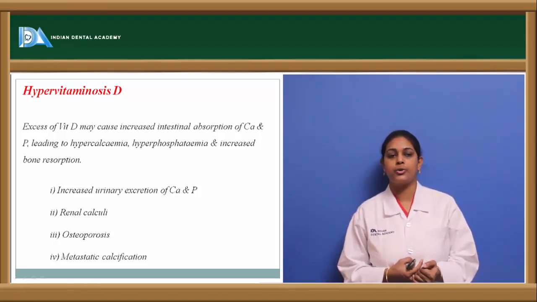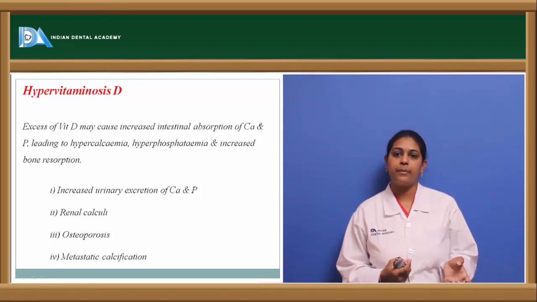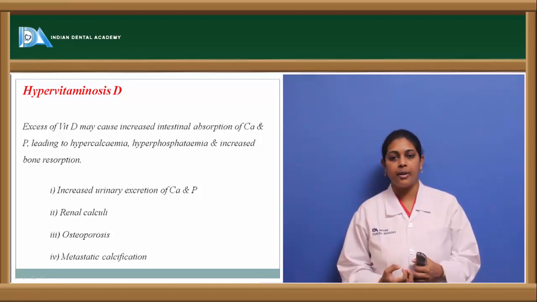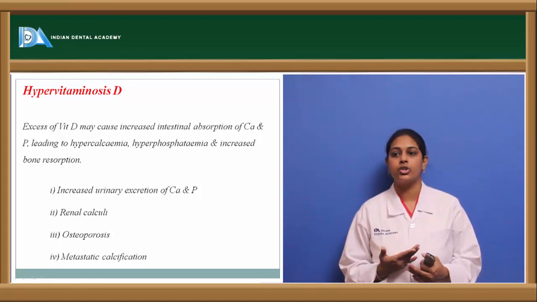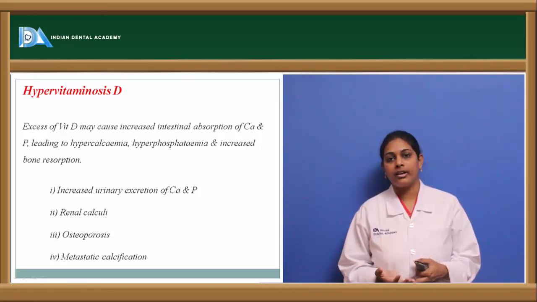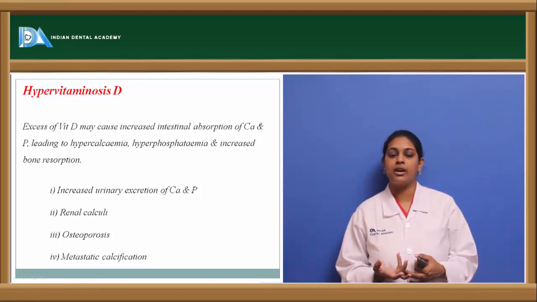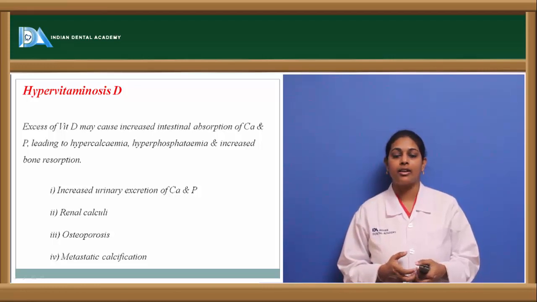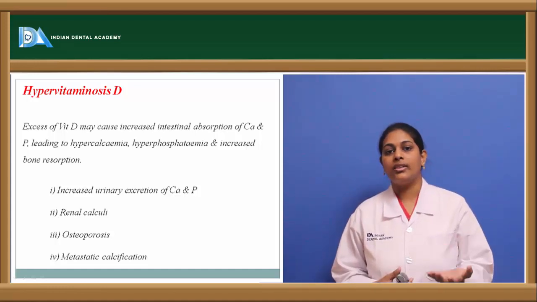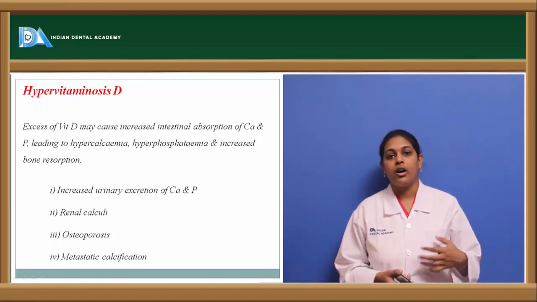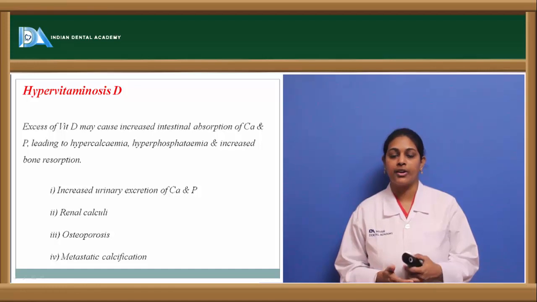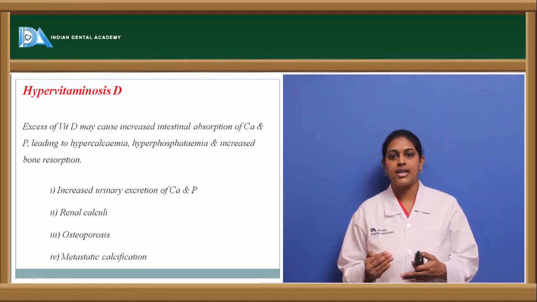There's also increased bone resorption, since the calcium and phosphorus are being absorbed by vitamin D and reduced in the bone. The increase of calcium and phosphorus in the blood plasma might also result in renal calculi, that is, formation of stones within the kidney. These calculi, when present in the kidney, might be further deposited by calcium and other minerals in the body, and might result in calcification, which is known as metastatic calcification.